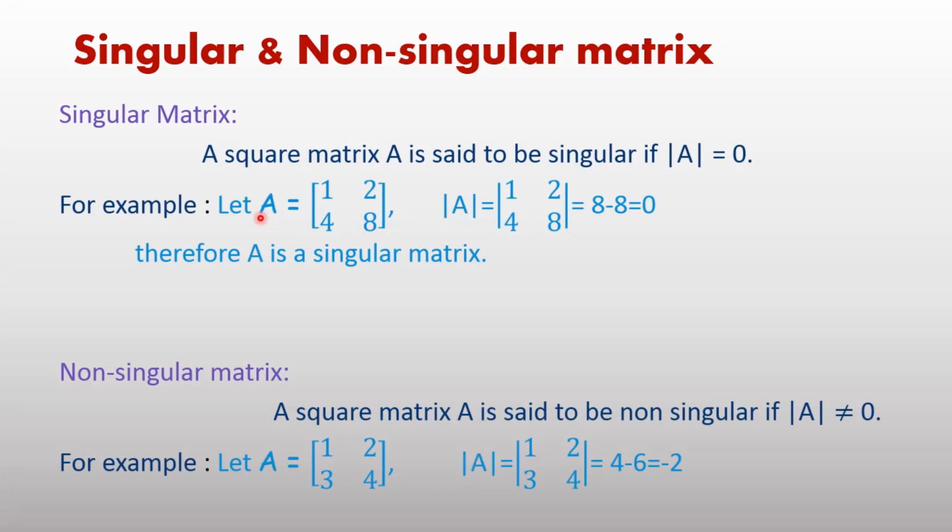An example is written here for a singular matrix. A is given as 1, 2, 4, 8. Then the determinant of A is calculated as 1 into 8 minus 4 into 2, which equals 0, so it is a singular matrix. Here, if you calculate the determinant as minus 2, which is not equal to 0, it means it is a non-singular matrix.